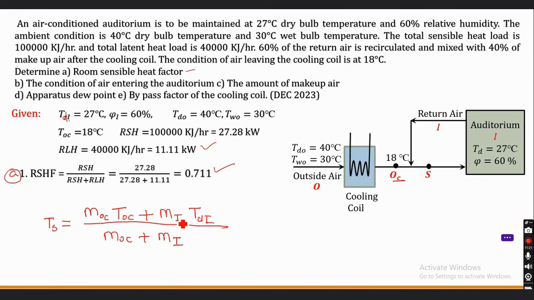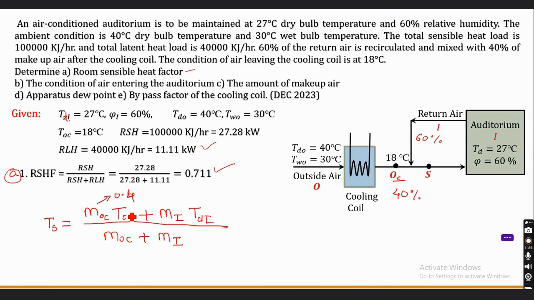Now in the problem itself it is given that 60% of the return air is recirculated. That means the return air that is coming is 60%, and the remaining that will come in place of OC, how much percent is that, it is 40%, right? So we can say that in fraction we can write this MOC as 0.6, because it's not actually 0.6, it is 0.4, okay? Because the outside air is 40%, so that's why we can write this as 0.4.